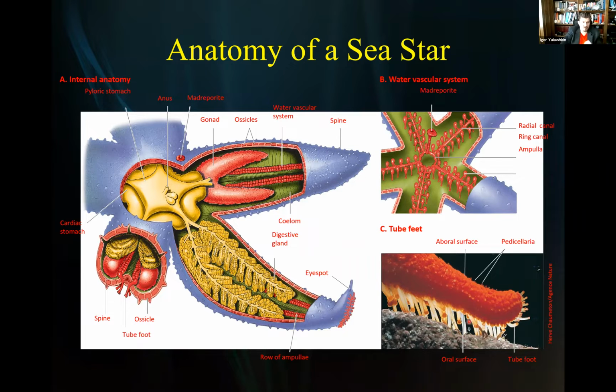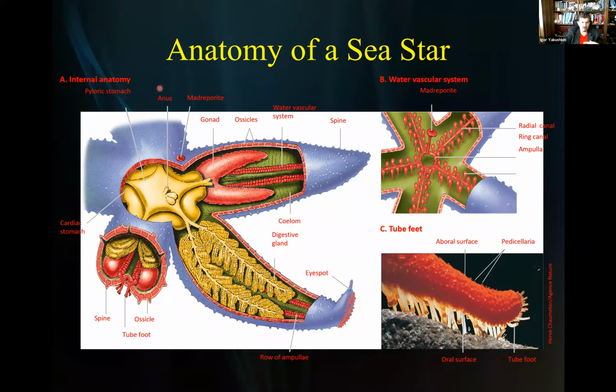So the structures within the starfish are relatively simple. I already told you they have a mouth, they have a stomach, and then whatever is not digested will come out from the anus. So mouth, stomach, digestive system, and then the anus.